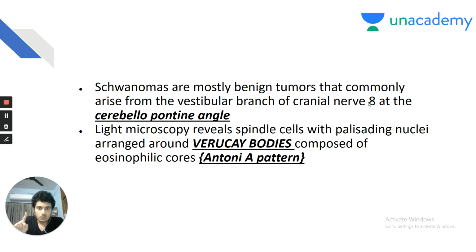Antoni pattern A is the one which is crowded with the cells. So it is known as Antoni pattern A, crowded with the cells, and verrucous bodies are seen in Antoni A areas. Antoni B pattern is the pattern where there are few cells. So in light microscopy you can see the classical palisading, with Antoni A and Antoni B areas and verrucous bodies.